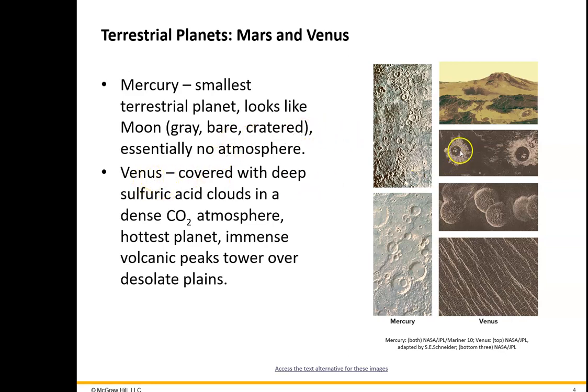And Venus is covered with clouds. In fact, Venus is one of the brightest objects in the night sky because of those very thick clouds. So its atmosphere is about 90 times the atmospheric pressure on the Earth.